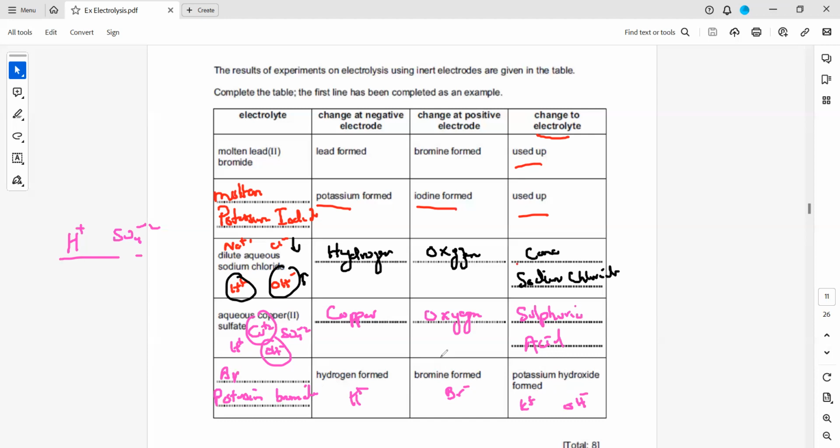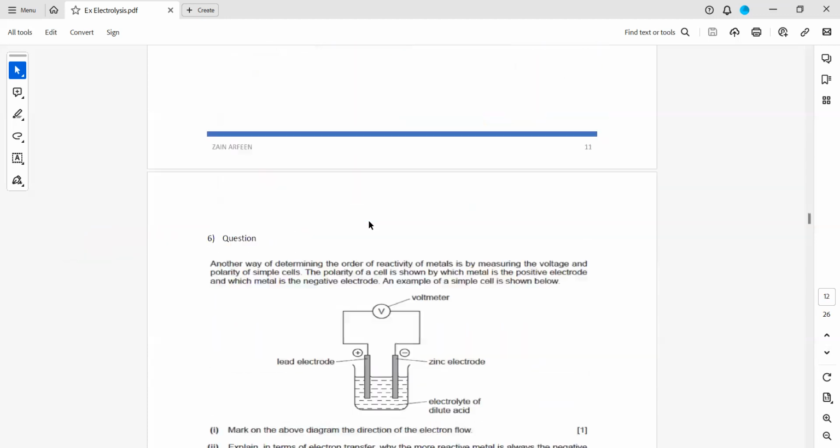Because if it was dilute, then hydroxide would be more, and oxygen should be there. It means the solution is concentrated, aqueous concentrated potassium bromide. That's why the bromide ions are moving towards the positive electrode. This we did in the last session, that's why I quickly go through this question.